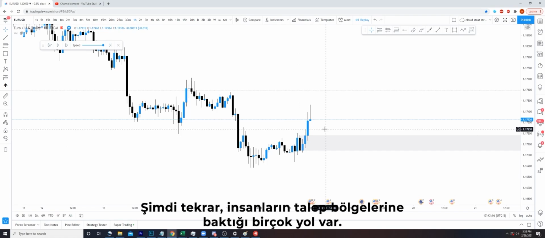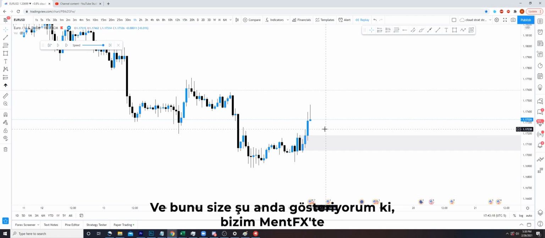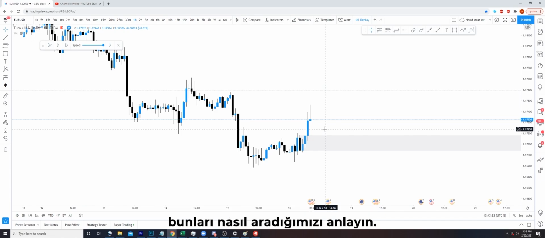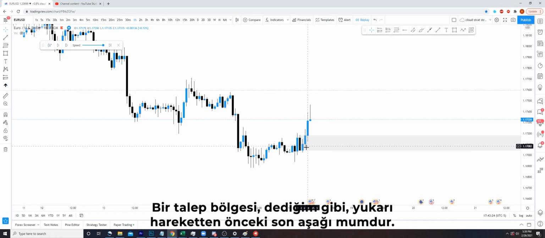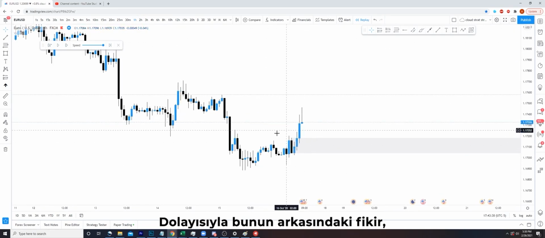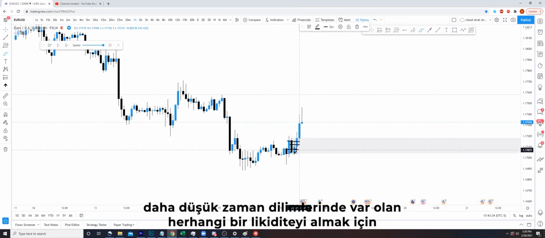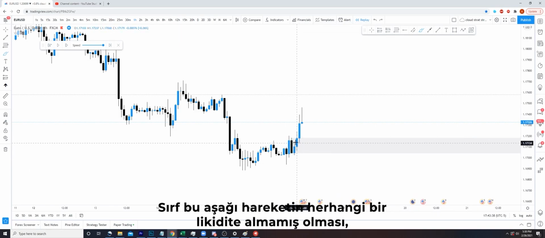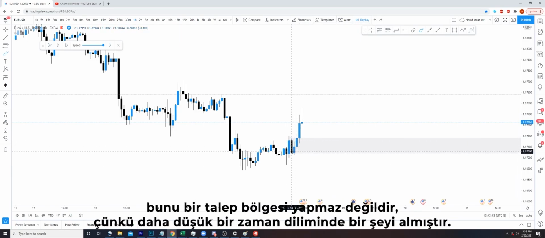Now, again, there are multiple ways that people look at demand zones. And I'm just showing you this right now so you understand how we at MentFX look for them. A demand zone, like I said, is the last down candle before the up move. And in this case, this is the last down candle on this time frame before the up move. So the idea behind this is that there were tons of orders that were sold into here to grab whatever liquidity existed on lower time frames, okay? Just because this down move didn't take out any liquidity does not make it not a demand zone, because on a lower time frame, it took something out.